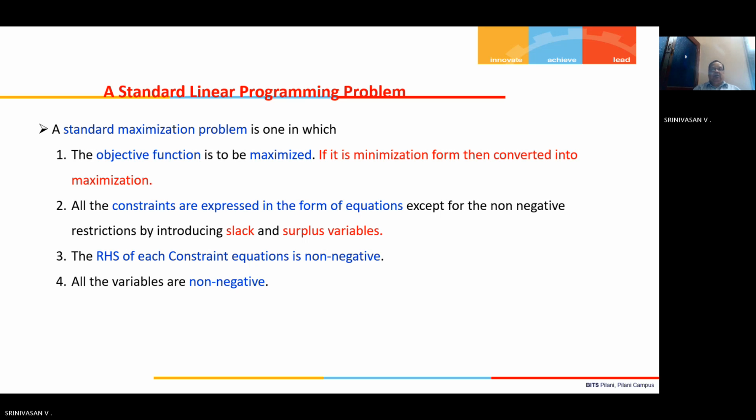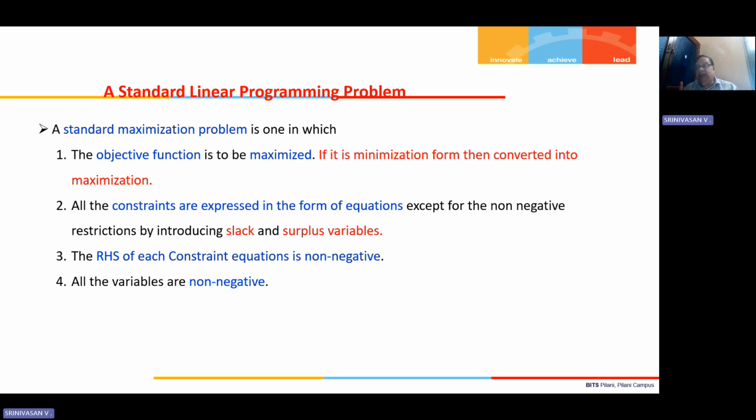That's why the term is used here: except for the non-negative restrictions, by introducing slack and surplus variables. So forget those. All other constraints are expressed in the form of equations. How? Normally it is given as either less than or equal to or greater than or equal to, but by introducing slack and surplus variables, depending upon the nature, they are all made to be an equation. The RHS of each constraint equation is non-negative.